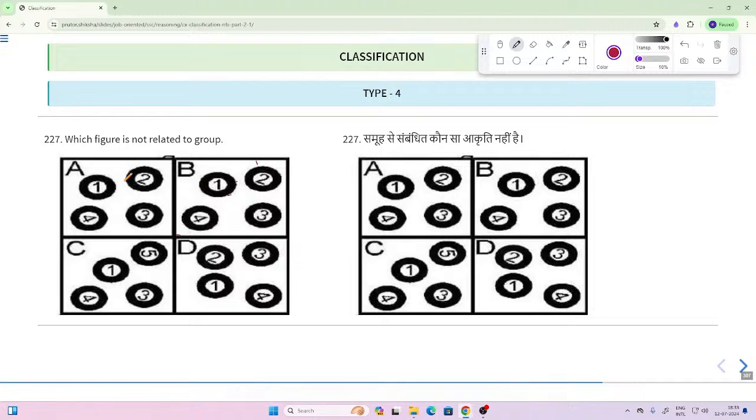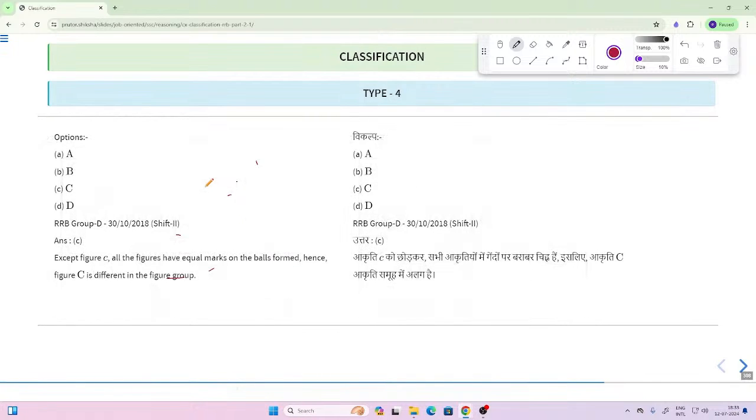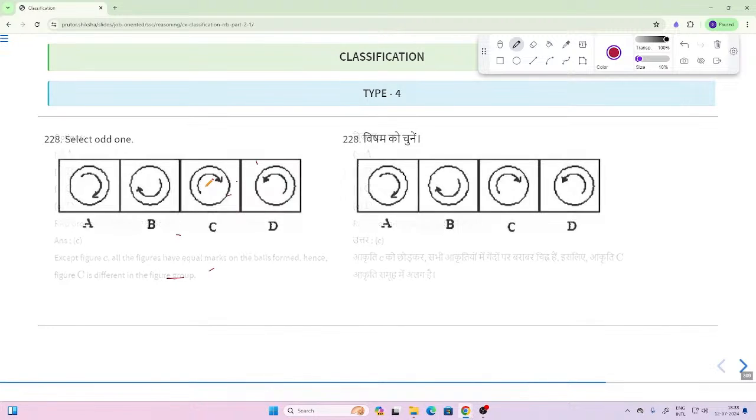Which of the figures is the odd one out in the group? A is 1, 2, 3, 4 in clockwise order. B is 1, 2, 3, 4 in again clockwise order. D is 1, 2, 3, 4, again in clockwise order. While in C, it is 1, 5, 3, 4 in clockwise order. It's clear that C, which does not have a 2, is the odd one out here. Except C, the figures have equal marks on the balls formed, hence C is different in the group.